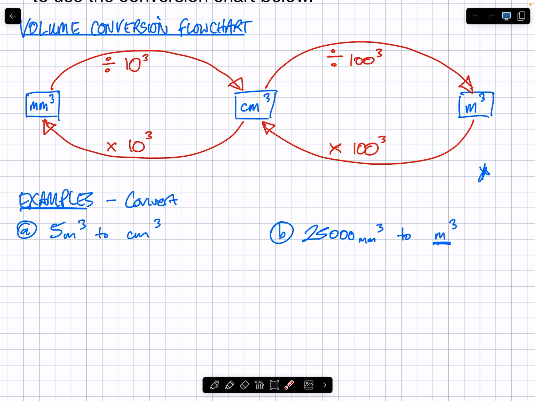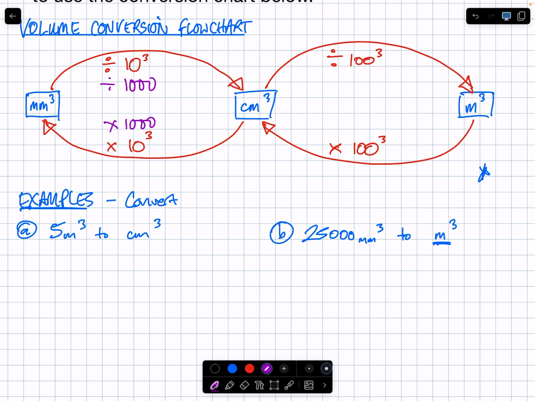But before you do that, can someone tell me what 10 cubed is? What's 10 times 10 times 10? 1,000. So, if you're going from cubic millimeters to cubic centimeters, you would be dividing by 1,000. If you're going from cubic centimeters to cubic millimeters, you'll be multiplying by 1,000.